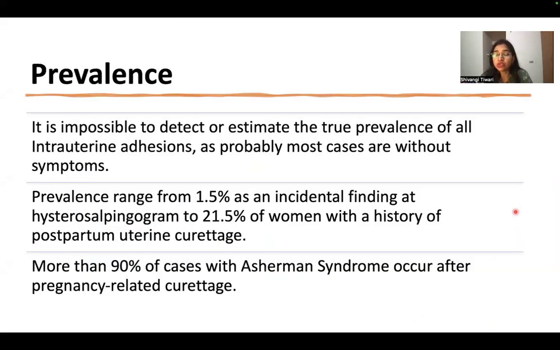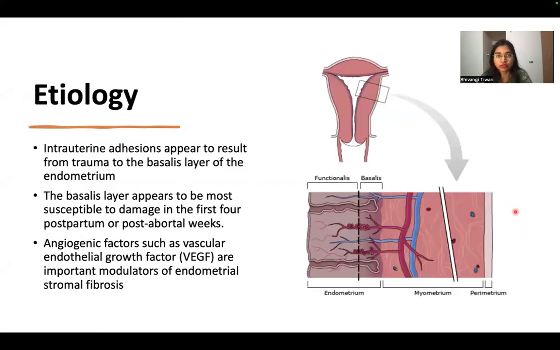Its prevalence, so it is impossible to detect or estimate the true prevalence of intrauterine adhesions because most cases are without symptoms. Its prevalence ranges from 1.5% as an incidental finding at HSG. Suppose हमने HSG कराया उसमें हमें intrauterine adhesions मिल गए, and to 21.5% of women with a history of postpartum uterine curettage. And postpartum uterine curettage is the most common cause of intrauterine adhesions. More than 90% of cases occur after pregnancy related curettage.